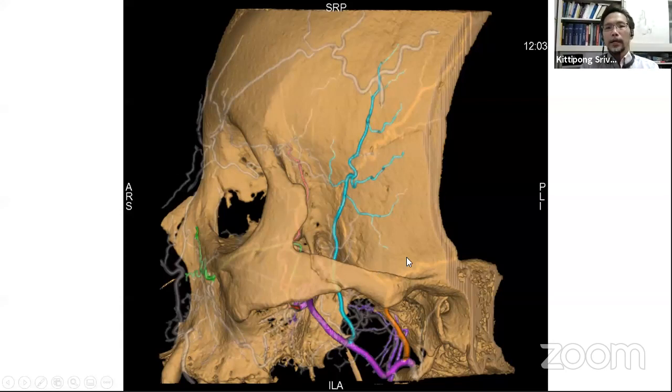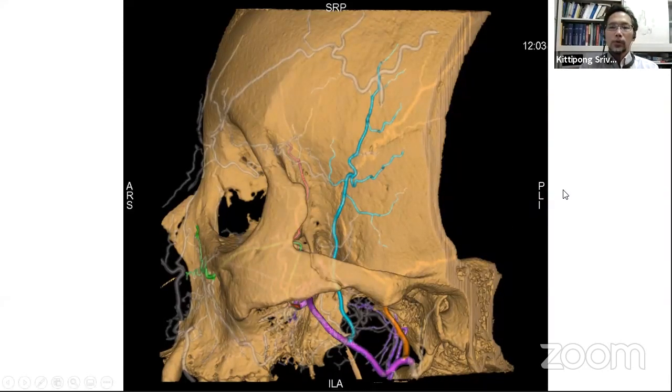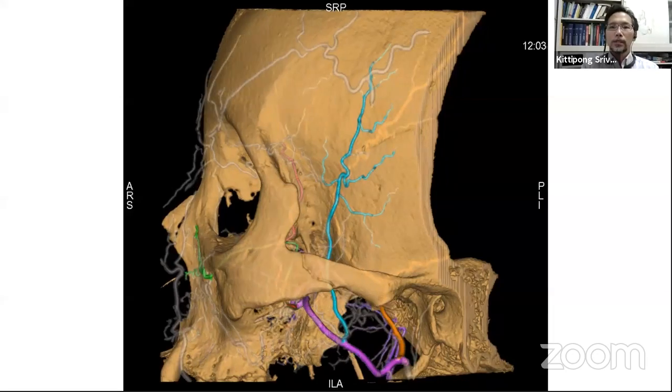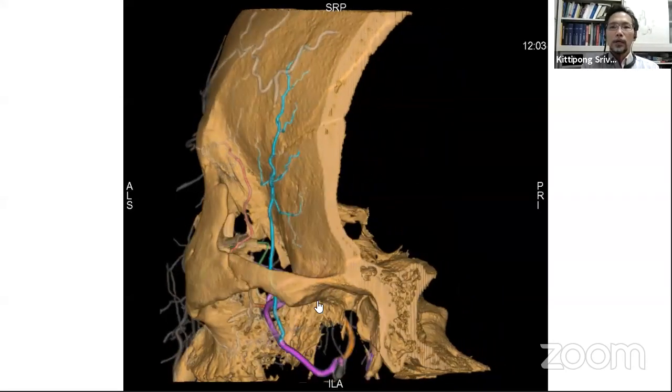becomes the artery of the skin. And inside, we have here the middle meningeal artery. So this one, of course, goes inside the skull. So we know where it goes into the skull, but we can see this on 3D too, like this.